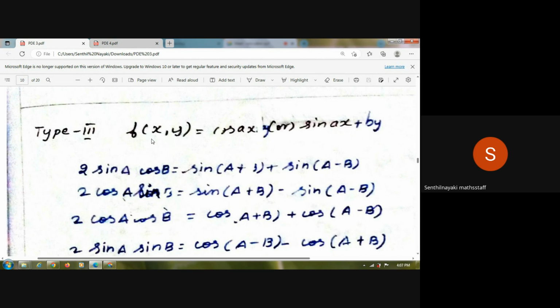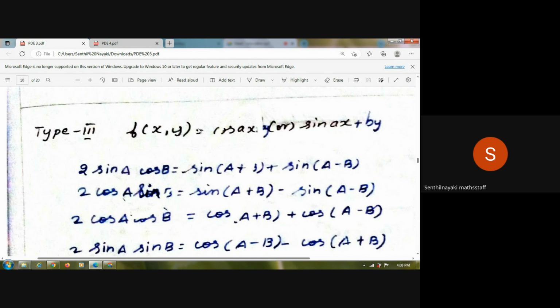Now we are going to discuss the solution procedure for higher order partial differential equations. Already we have discussed the exponential case: if the right-hand side function is exponential, that case for finding the particular integral was discussed in the last session. If the right-hand side is a polynomial in x and y, the procedure for finding the particular integral was discussed in yesterday's class.